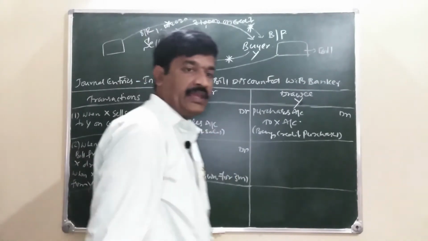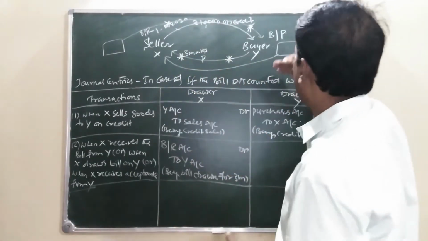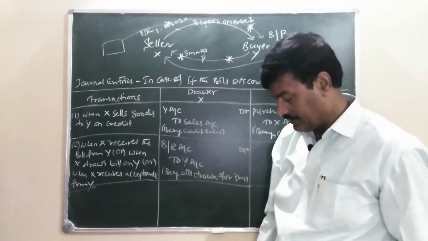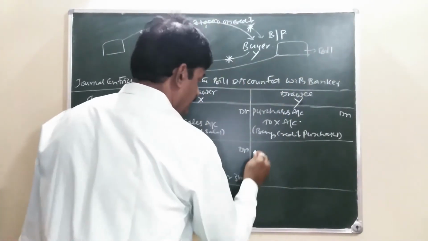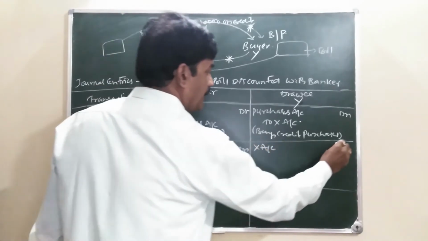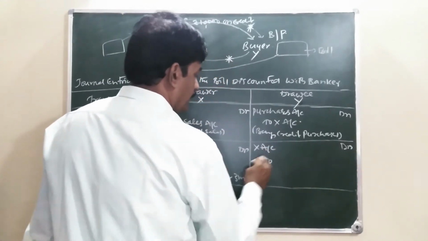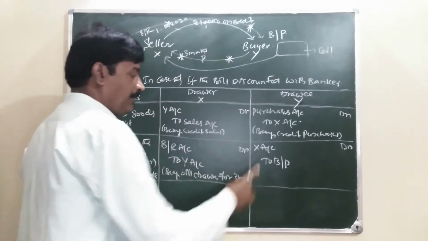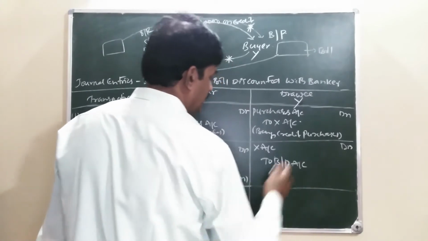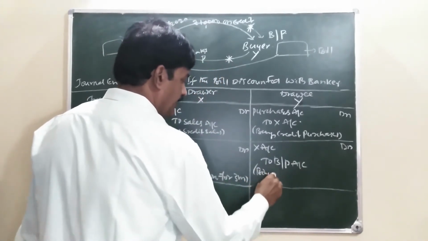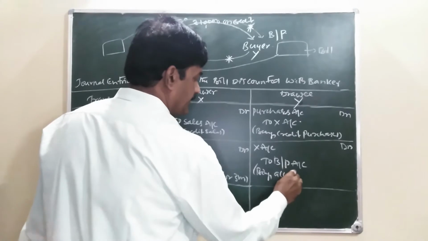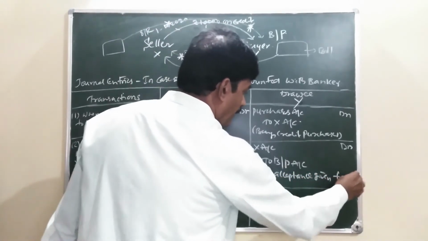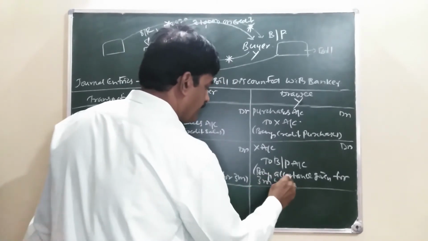From the point of buyer, the buyer is sending the bill to the seller, who is the receiver. X account debited. Bills payable, the liability. Liability is credited. Bills payable account. Being acceptance given for 3 months bill.